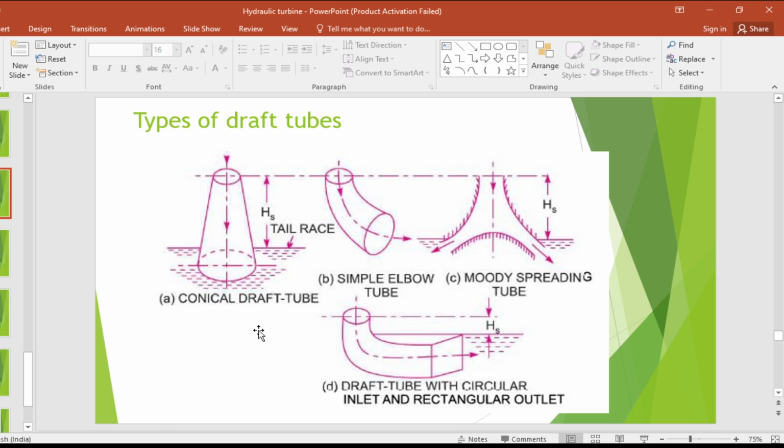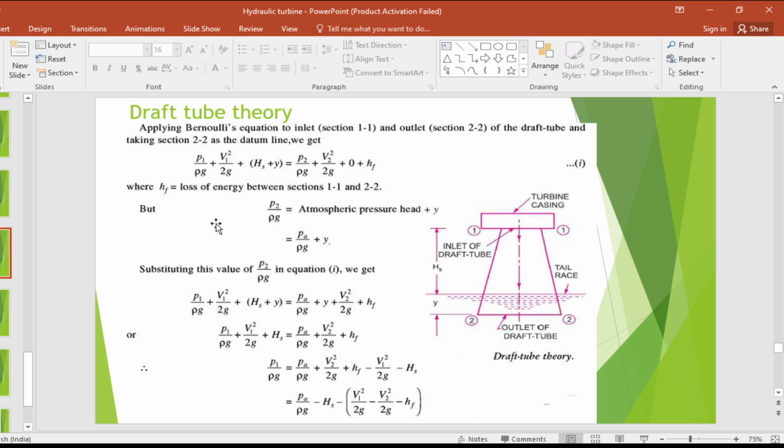Okay, they require less space. Now these are the diagrams of types of draft tube, and this is the general introduction of the draft tube: why the draft tube is provided and what the meaning of draft tube is. You can see in the figure that the diameter of these tubes is gradually increasing. In every shape you can see increasing area, increasing diameter. Okay, so let us move further to the draft tube theory.